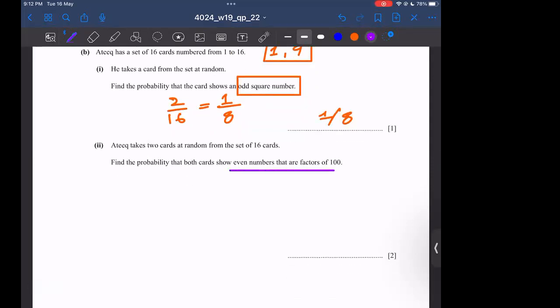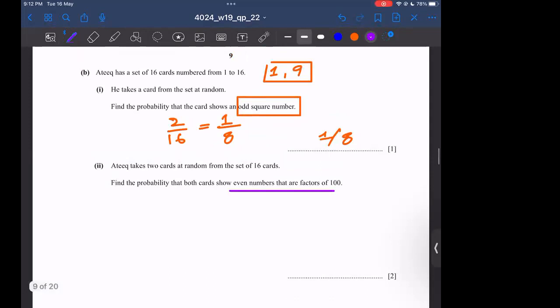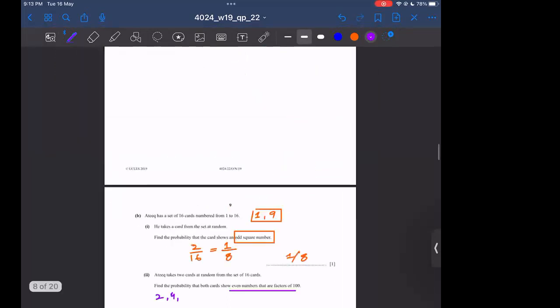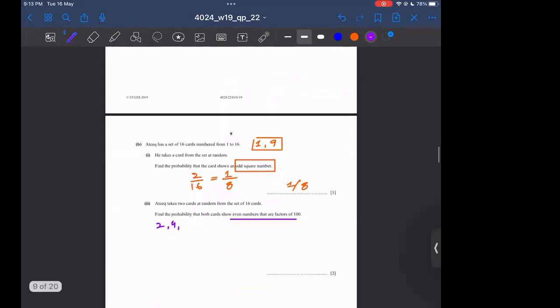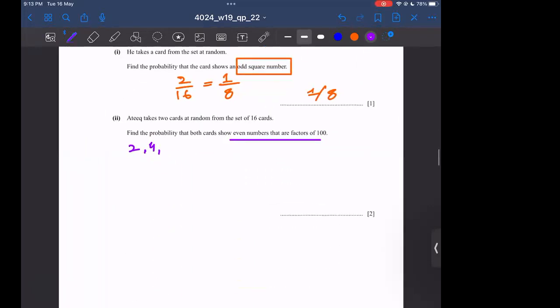What are the even numbers that are factors of 100? 2 is an even number and a factor of 100 as well. 4 is an even number and a factor of 100 as well. 6 is an even number but not a factor of 100, right? The factors of 100 we have already calculated: 1, 2, 4, 5, 10. What are the even numbers here? The even numbers over here are 2, 4 and 10. So 2, 4 and 10 are the numbers in favor of the question out of 16 cards.